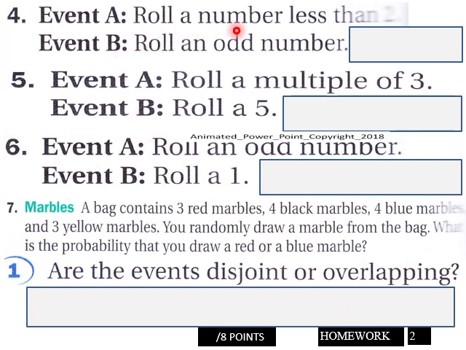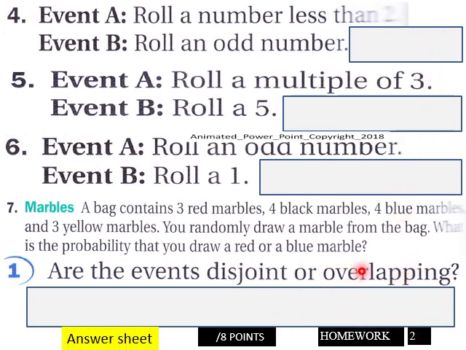Page 2, you got these events here, overlapping, and so forth. Number 7, bag of marbles. What is the probability that you draw a red or a blue? And then for that, we go into 1, are the events disjoint or overlapping? For this question here, 8 points here for page 2.